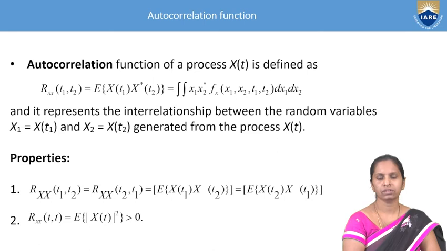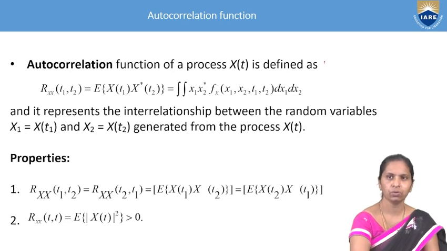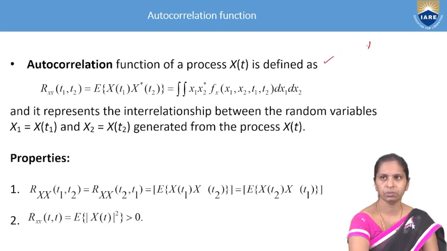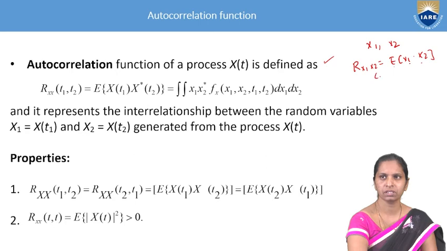Okay. So till now I have seen the mean and variance, which are statistical properties. And next I am going for correlation. So what is the correlation of two random variables x1, x2? We have already seen in the concept of random variables that it is E of x1 into x2. So the expectation of x1 into x2 is called the correlation of the random variables x1, x2.